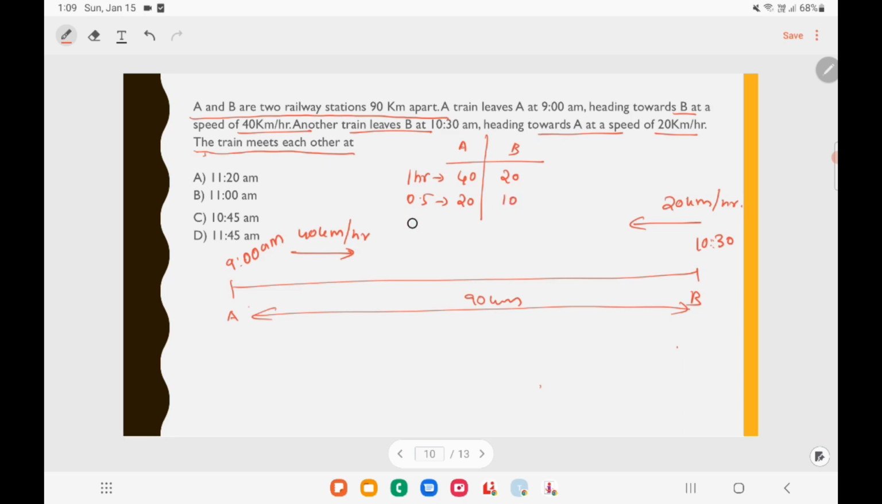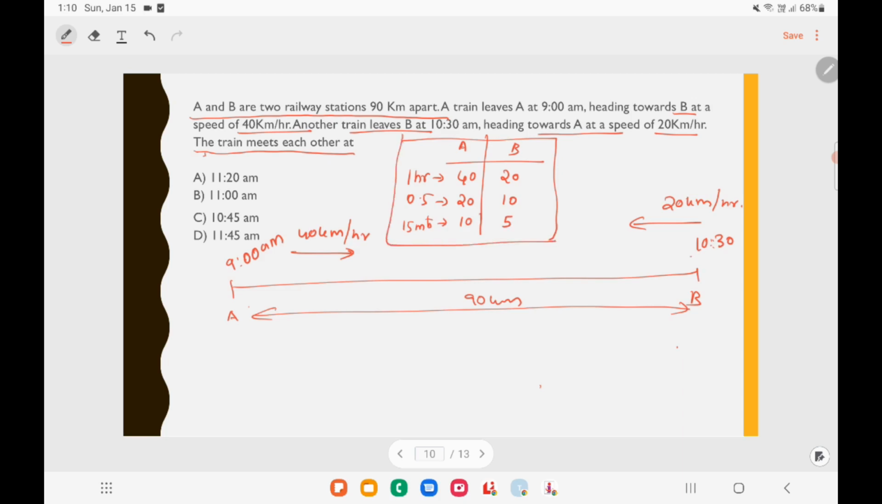In 1/4 hour, or 15 minutes, train A travels 10 km and train B travels 5 km. So let's keep this table here. Now let's solve the problem.